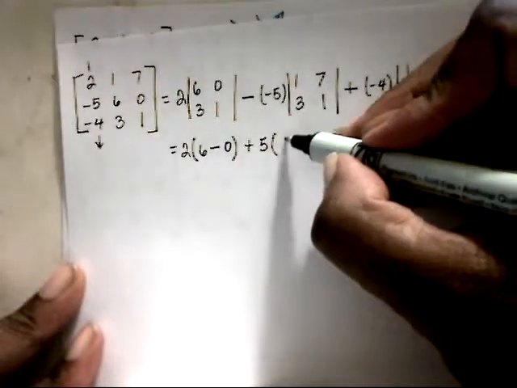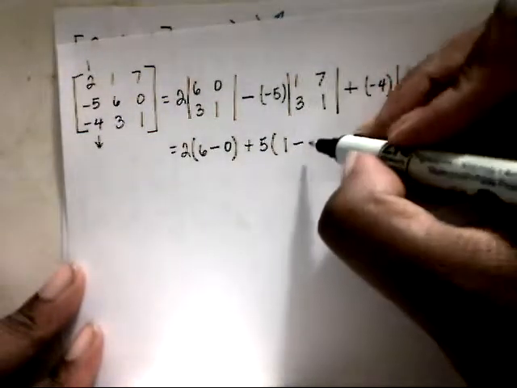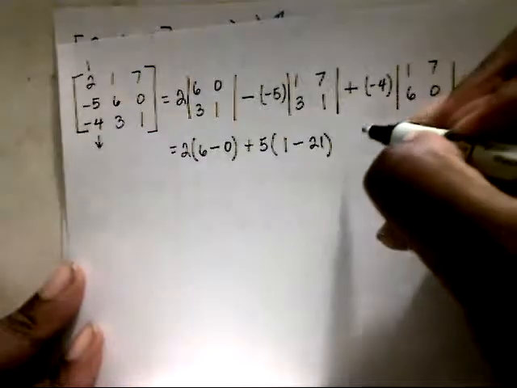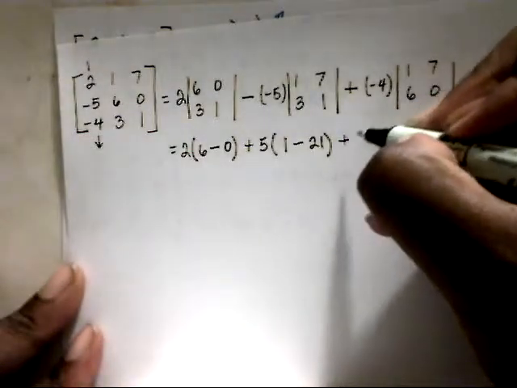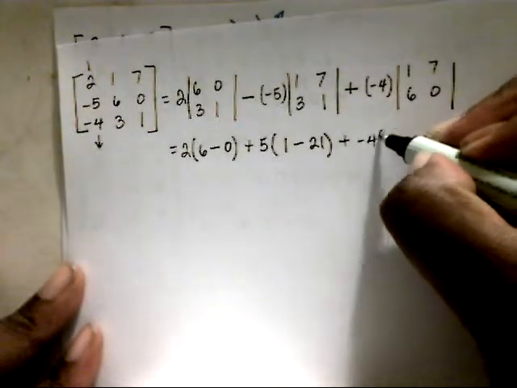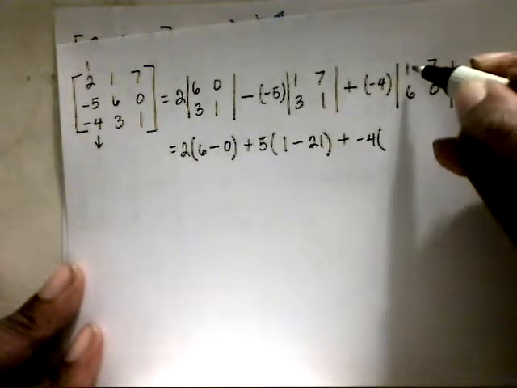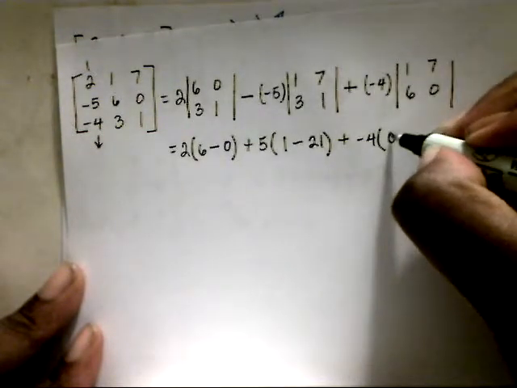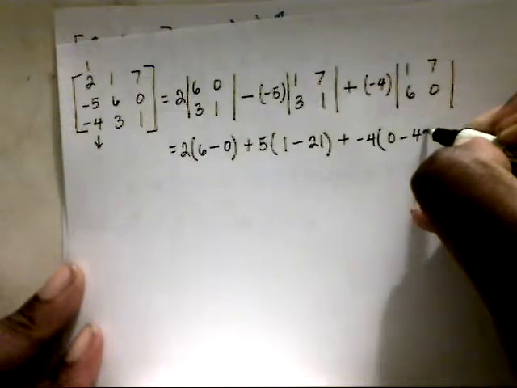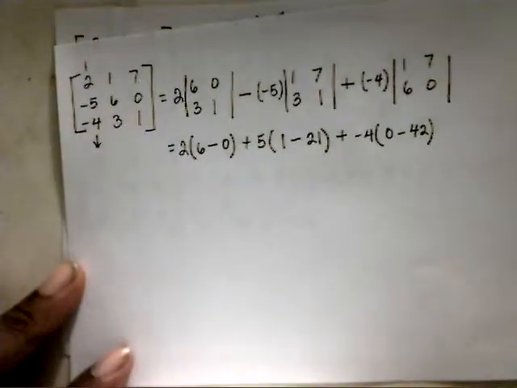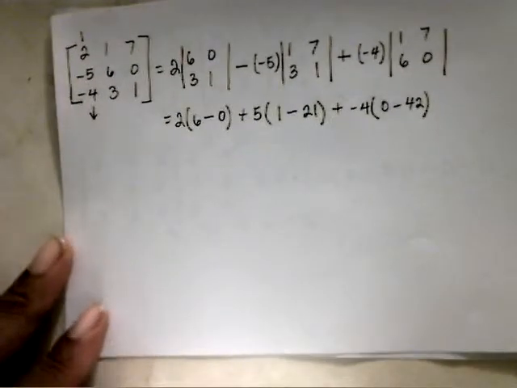1 times 1 is 1, minus 3 times 7 is 21. Then, plus, okay, we'll say -4, and then get its determinant. 1 times 0 is 0, minus 6 times 7, that's 42. And then we're going to simplify this a bit.